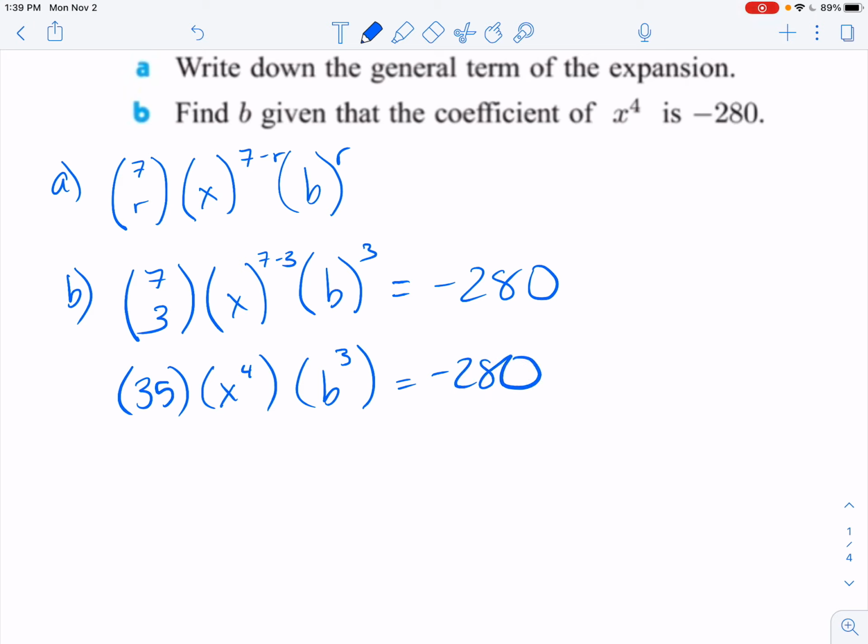So 280, I'm sorry that you can't see what I'm doing, divided by 35 is -8. And this I know to be -2, because -2 cubed is a negative times a negative times a negative. There's 3 of them, and so that becomes -8. I don't know why my handwriting gets glitchy over there, but it does. So find b, we did. Yay.